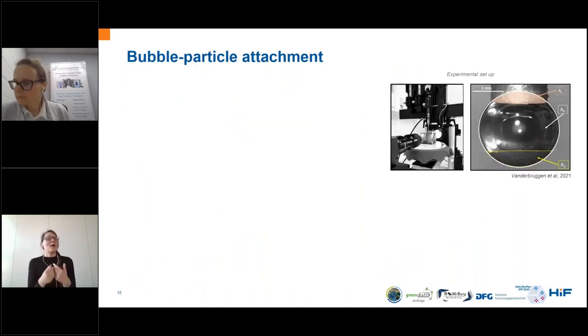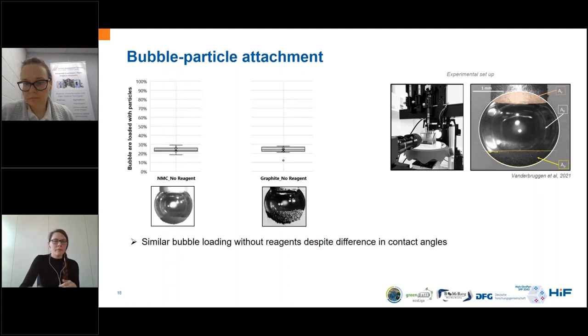Okay, now I want to come to the particle bubble attachment. So again, we have this little setup. On the left picture, you can see how it looks in our lab. We have this tiny glass vial filled with our suspension. We have the syringe from the top where we create the gas bubble. We have the particles. We stir the suspension, and after ending the stir, we let everything settle, and then we can analyze the bubble loading, how much percentage of the surface of the bubble was covered with particles.